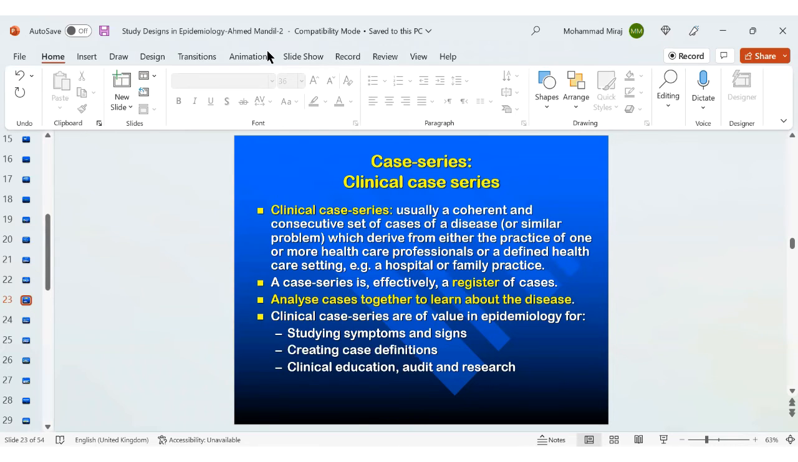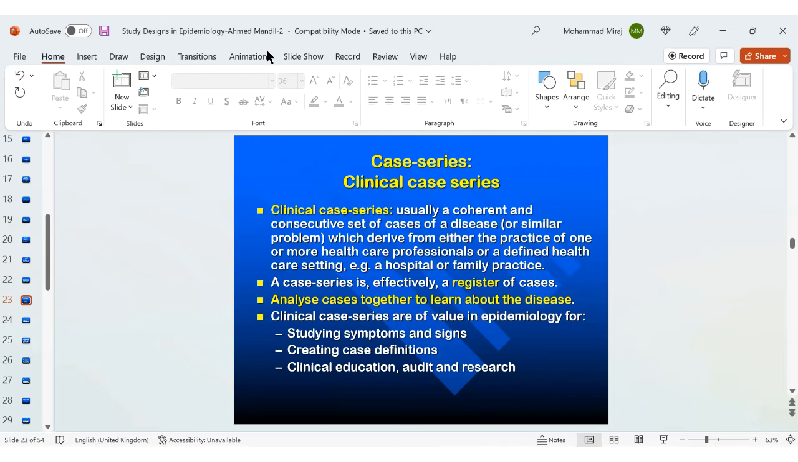Then similarly, there is a case series method, where the case series is a register of all different types of cases. For example, even the same case but with a different nature, for a different cause, based again on a different case series. And when you join these things together, you become knowledgeable about that certain disease.